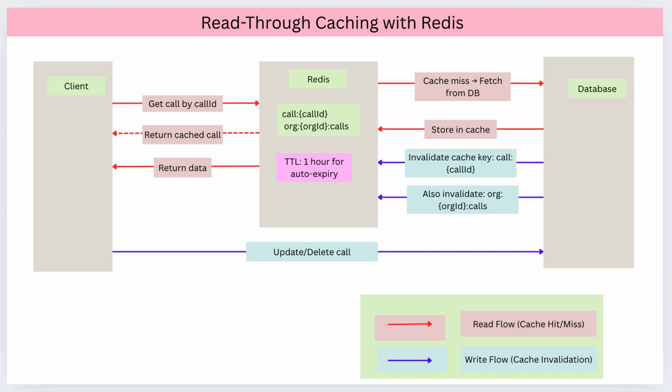Our cache is granular. That means we cache both individual records like a single call by ID and collections like all calls for an organization. Using meaningful keys like call ID and org ID calls lets us control exactly what gets cached and when it's cleared.